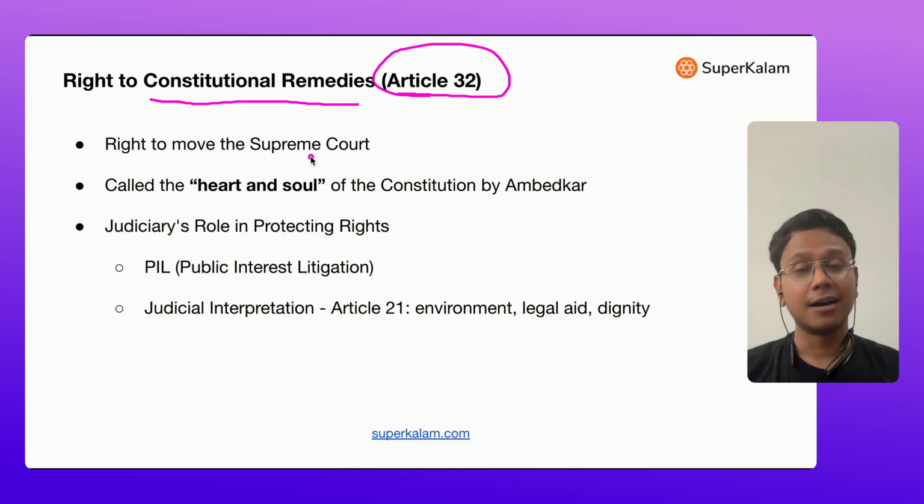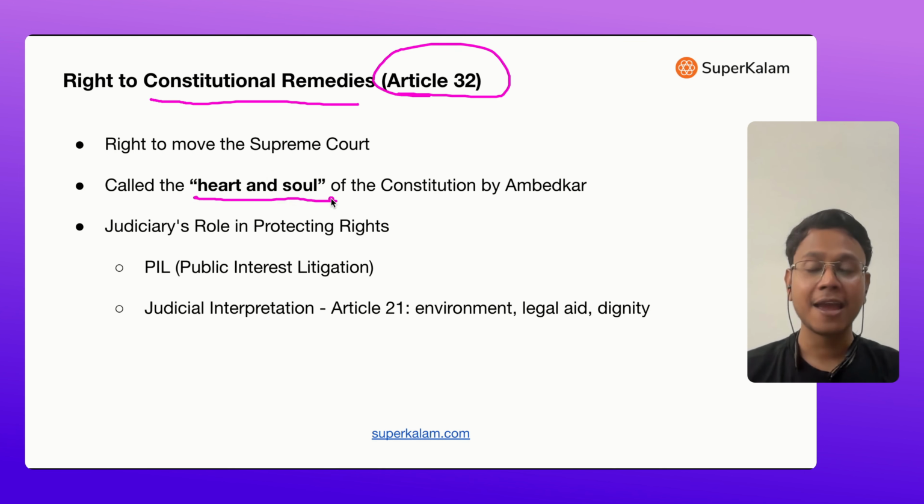That's why even Dr. B.R. Ambedkar called this the heart and soul of the Constitution. Why? Because without the right to constitutional remedies, there will be no enforceability. The government can take the earlier rights for granted.